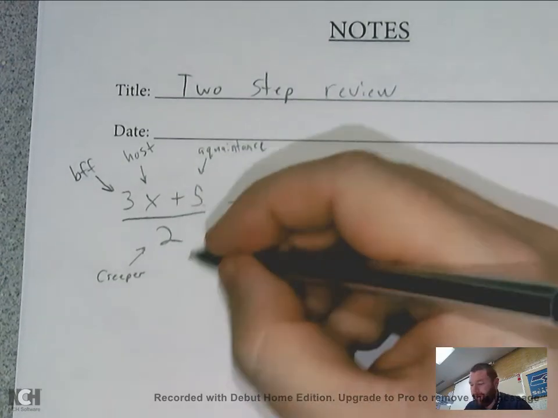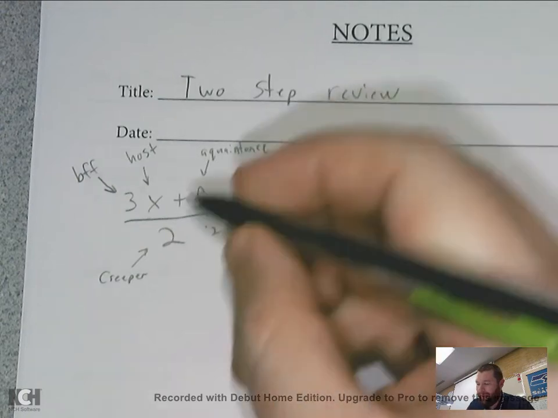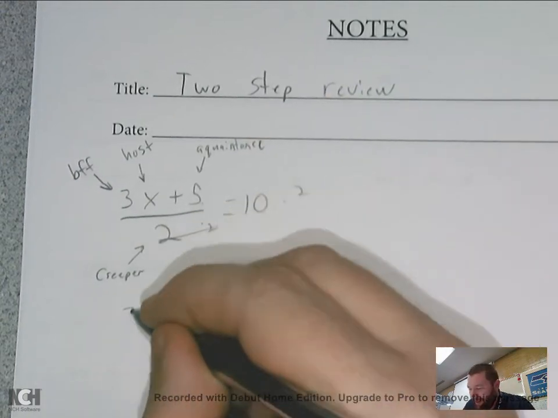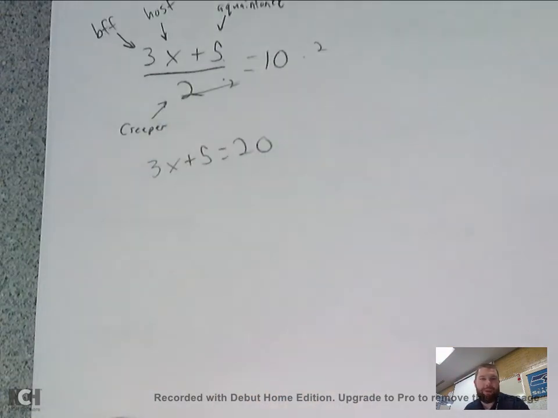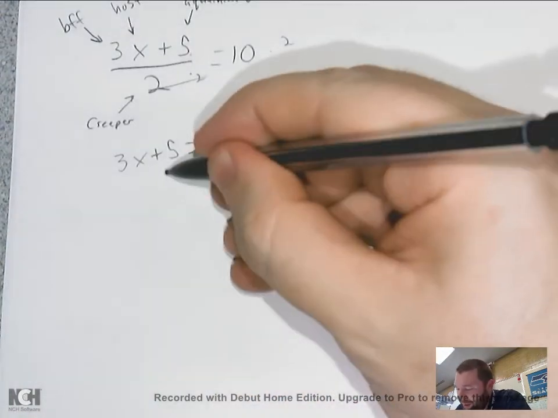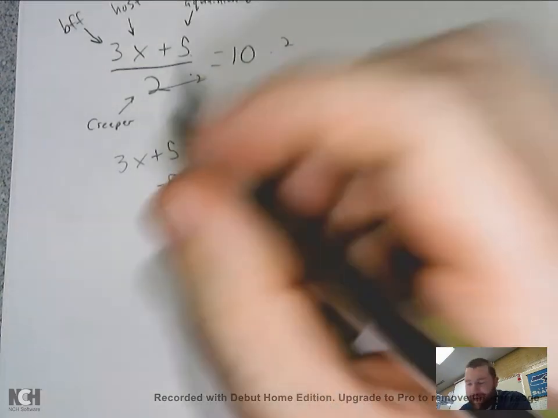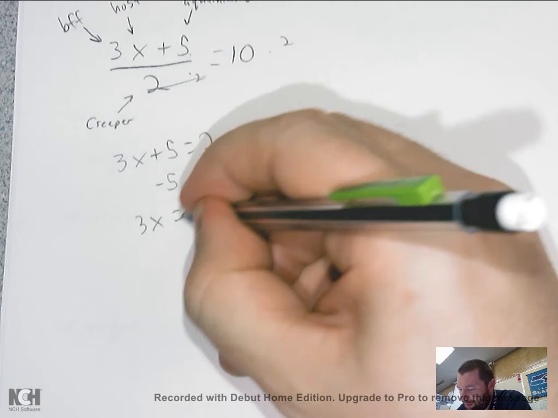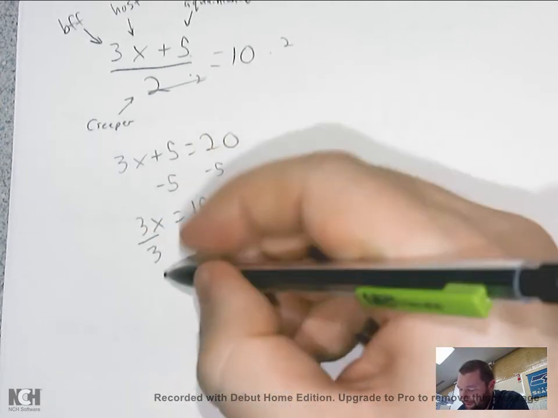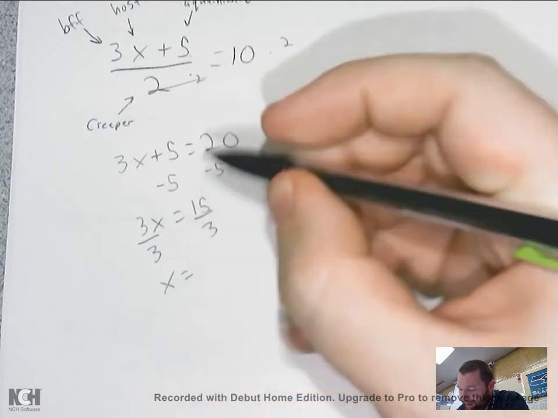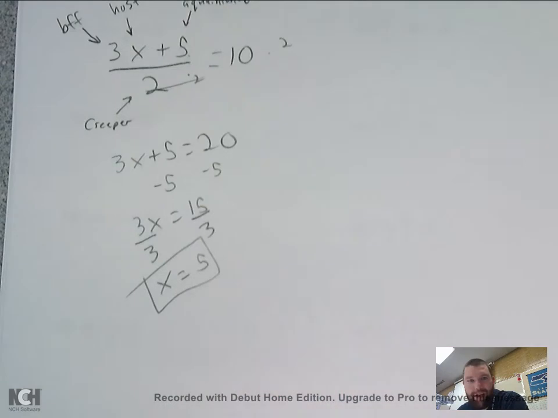So this creeper would be the first one to leave. He's dividing. So the first thing you would do is multiply each side by 2 to get rid of your creeper. That would leave 3x plus 5 is equal to 20. Now it's an actual two-step equation, right? The acquaintance is going to leave by subtracting him out the door, because he's adding, so you subtract. That leaves you with 3x is equal to 15. And then your last step is for the best friend to leave by dividing him out the door, and x is equal to 5. So your host is all by himself.